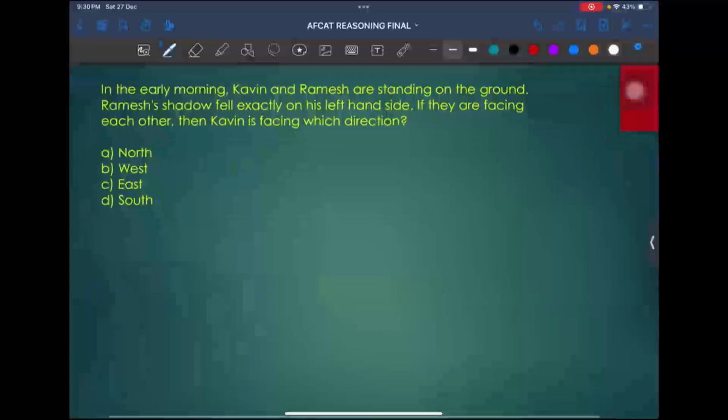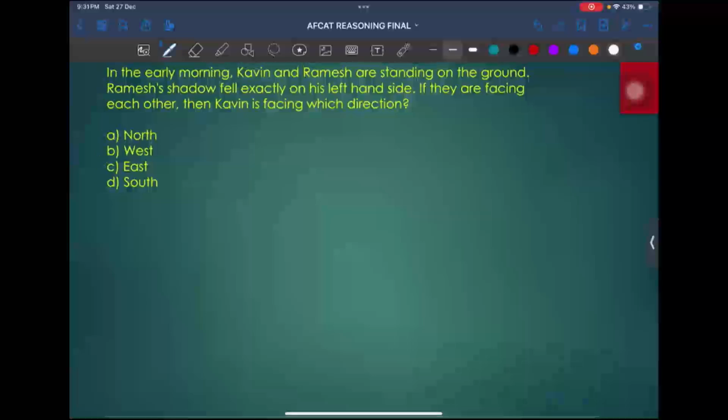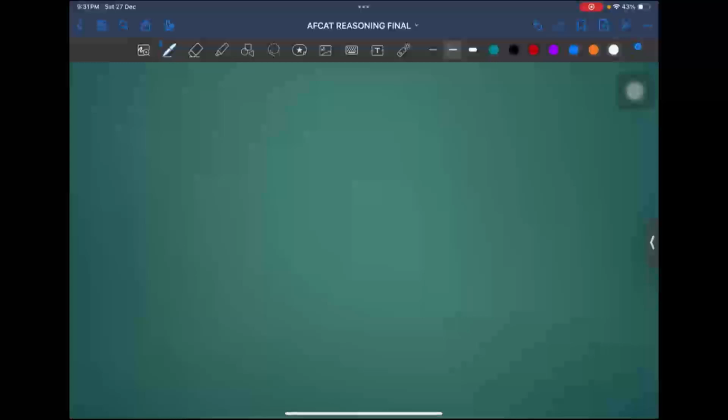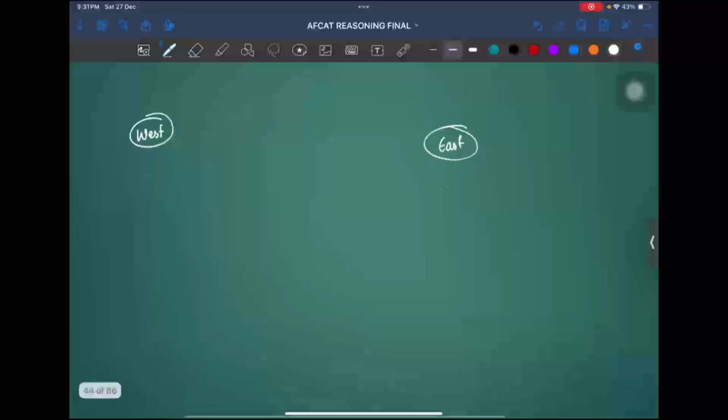Before solving this, I'll try to explain the concept. Sun always rises in the east and sets in the west. I guess you guys know this concept. Sun rises in the east and sets in the west. Correct.